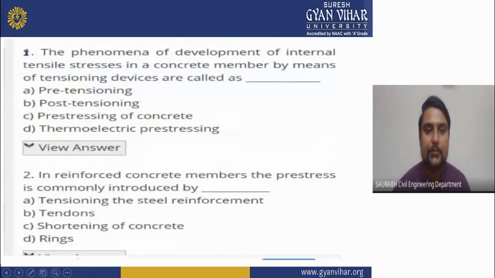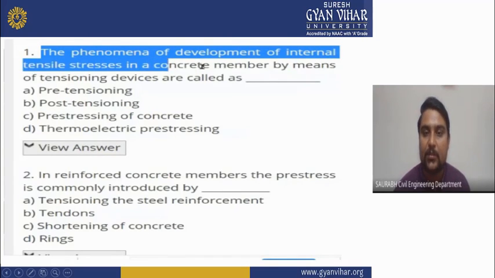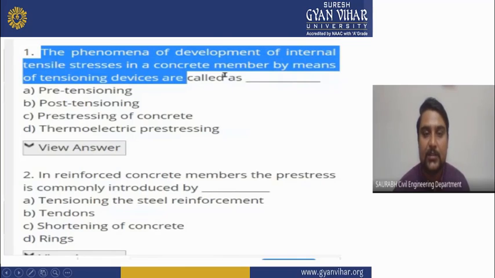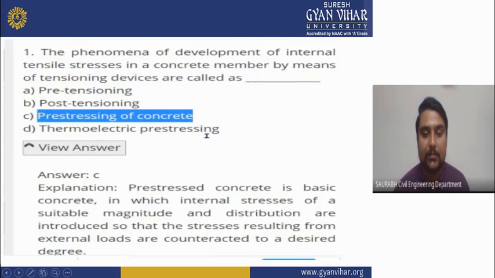Now we will see the MCQ questions related to pre-stressed concrete. First question is given here. The phenomenon of development of internal tensile stress in a concrete member by means of a tensioning device is called what? What will be the right answer here? Options are given: pre-tensioning, post-tensioning, pre-stressing of concrete, and thermoelectric pre-stressing. Let's see, and here the right answer will be C, pre-stressing of concrete. That will be your right answer.